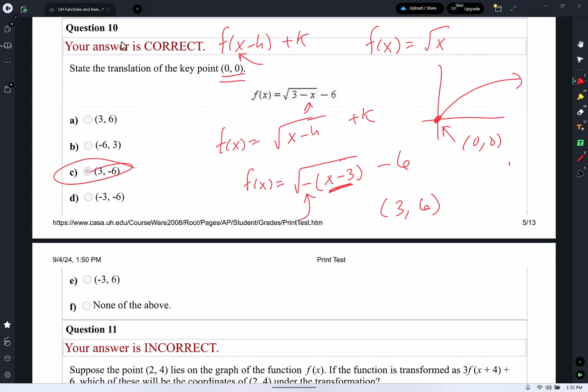So if you want a visual, here's my visual. 6 down. I said 6 down. I didn't put a negative. 3 to the right. Did I say 3 to the left? 3 to the right and 6 down. So here I am, 3, negative 6, and I didn't draw it to scale. I probably exaggerated it, but something like that. It opens to the left.